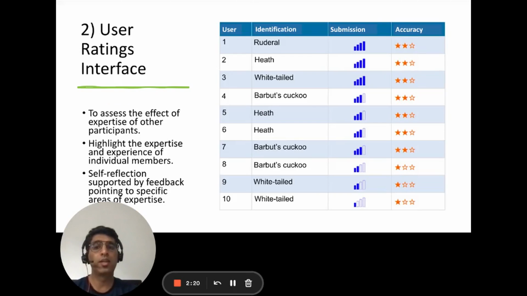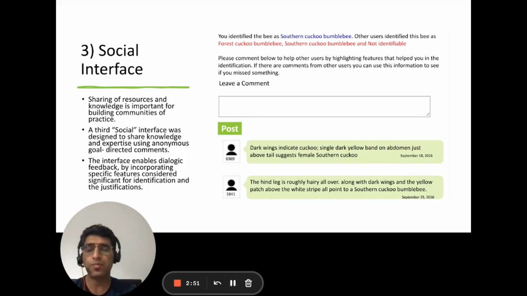Ratings of user expertise are also widely utilized in online communities, and this second interface was developed to assess the effect of expertise of other participants. In this interface, 10 anonymized species IDs were shown as a list with ratings. Participant-owned ratings were not displayed in order to prevent comparison of their own expertise with others. Blue bars represented experience, golden stars represented skill level.